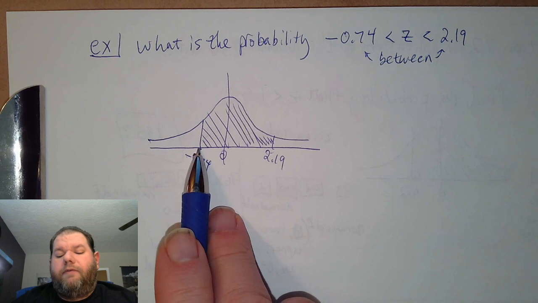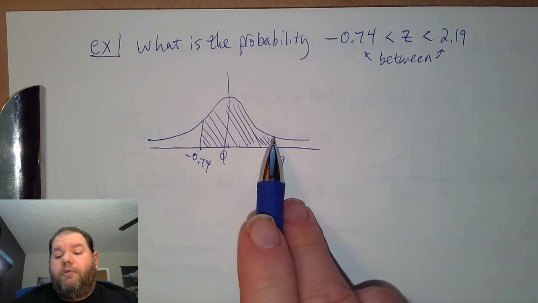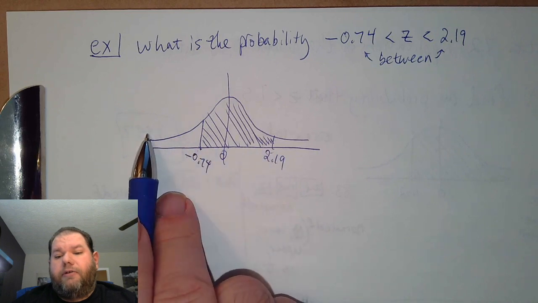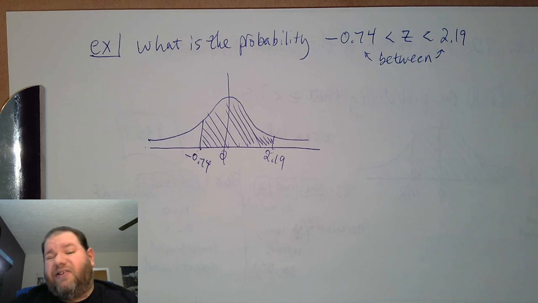Area to the left of negative 0.74, we can look that up. We can use the area to the left here and look that up. Oh, absolutely, Jacqueline. And that's how we would do it on the calculator. I'm just saying, if we wanted to use the table in the back, or if we didn't have a calculator, how would we use the table at the back to find this? We'll do that in a second.